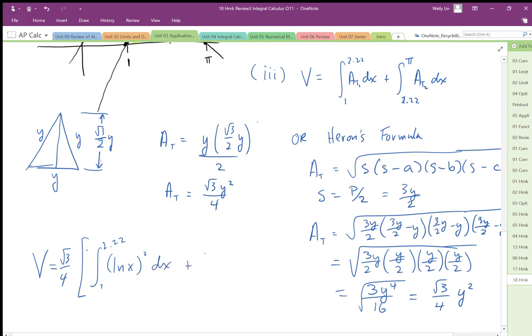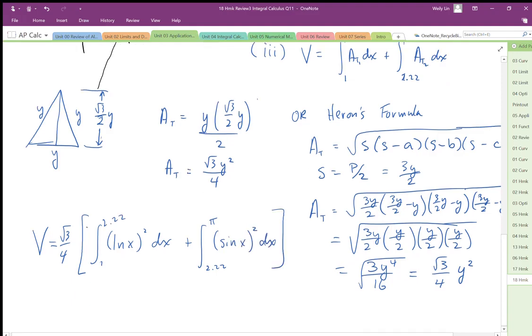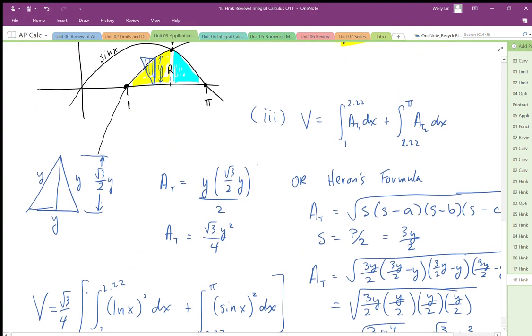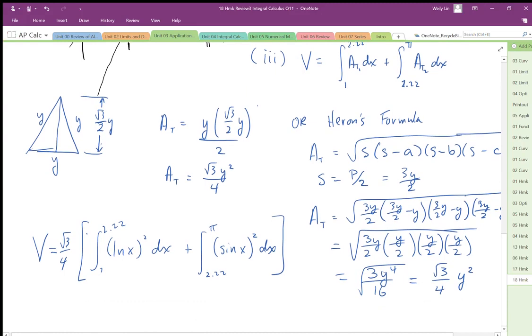dx, plus the second part, which is 2.22 to pi. In this case, it's going to be sine x squared times dx. That integral will work out the value of the volume made by those triangles sticking out of there. Notice that root 3 over 4 was in common, so I factored that out to clean it up a bit, but you can leave that in there if you like. So that's the integral that will calculate the volume.